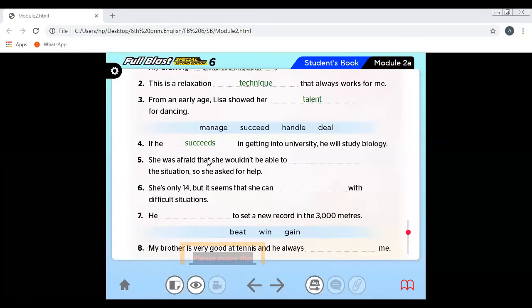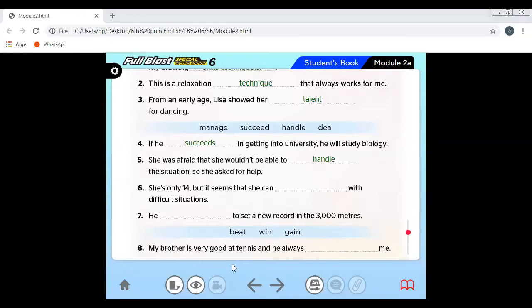She was afraid that she won't be able to handle the situation, so she asked for help. Do you have a preposition here? We don't have any prepositions. So which word will you use? To deal with something? No, we don't have the preposition with. So you will use the word that gives the meaning of deal, but without the preposition. Which word? Manage? No. To deal with something means handle. To handle, without the preposition with. Did you understand?